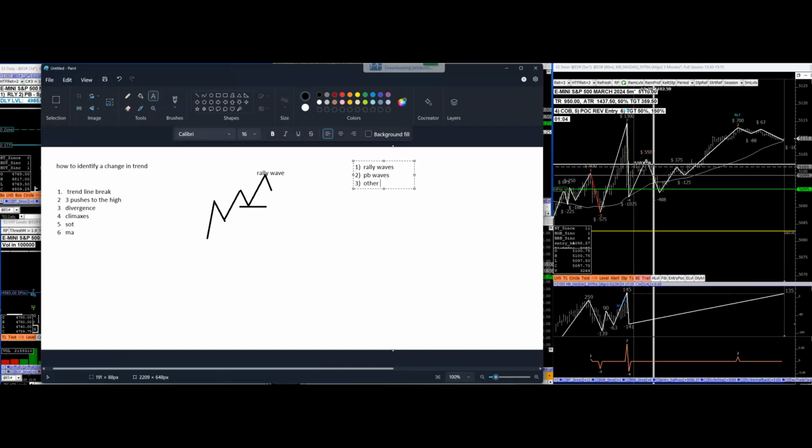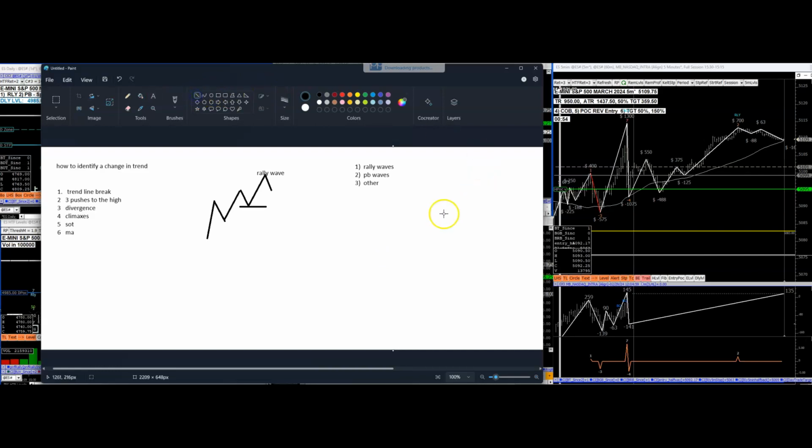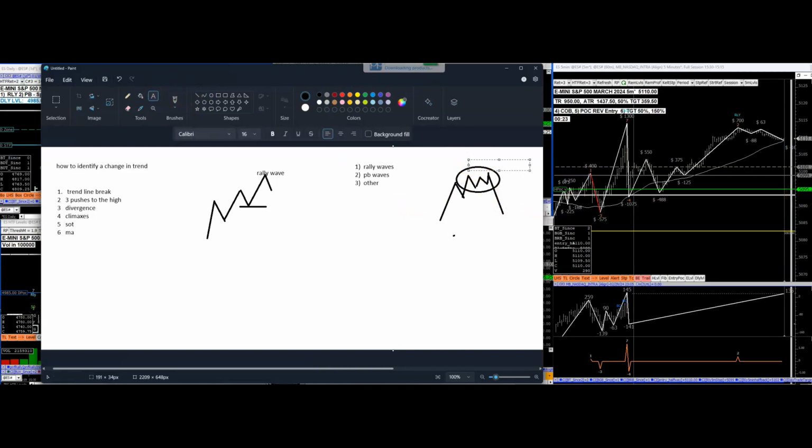And three is other. That's like the crazy stuff. We don't know what it is, inducement, this, that, whatever. What I mean by other is if you have a rally and a pullback, but then it starts doing this. Like, what the hell is all this? And then it'll do that. All this is other. These are inducement, all bullshit waves. I don't want to go into trying to quantify and qualify them, but basically they're just other. I just put it in that bucket.